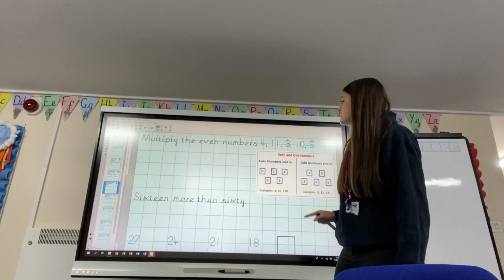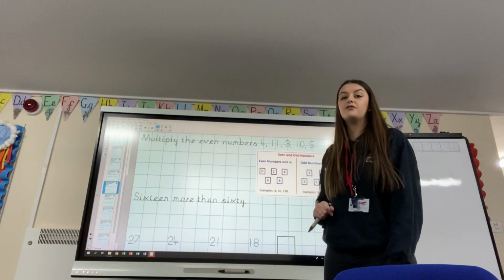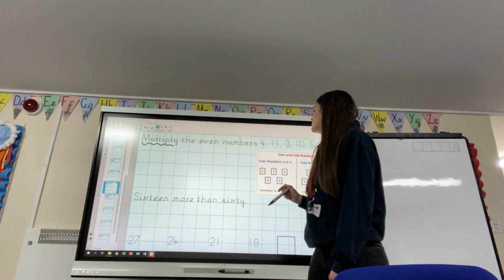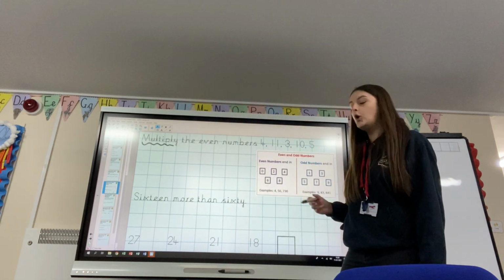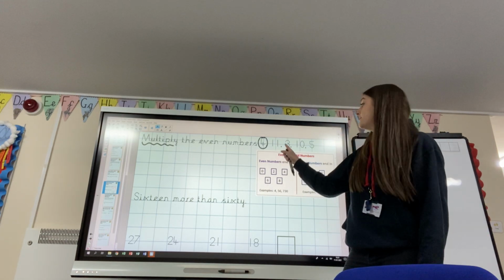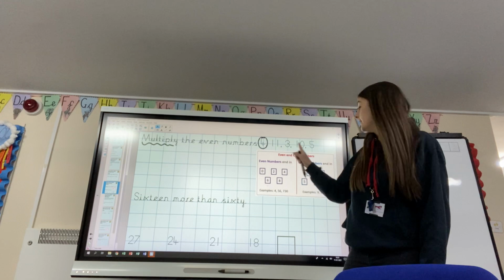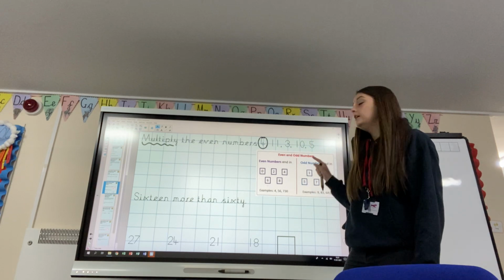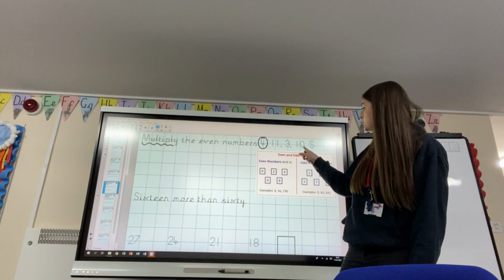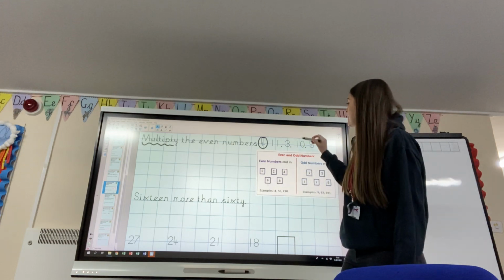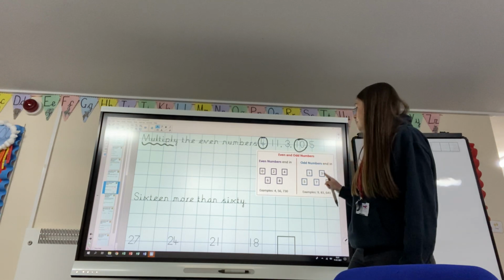Okay, so first of all, I'm going to circle the even numbers because it's asked me to multiply them together. So straight away, I know that 4 is an even number. I know that 11 is an odd number because it ends in a 1, okay, and 1 is an odd number. I know 3 is an odd number. And if we have a look closely at 10, ooh, what number does it end in? It ends in 0, so that makes it an even number, and 5 is an odd.